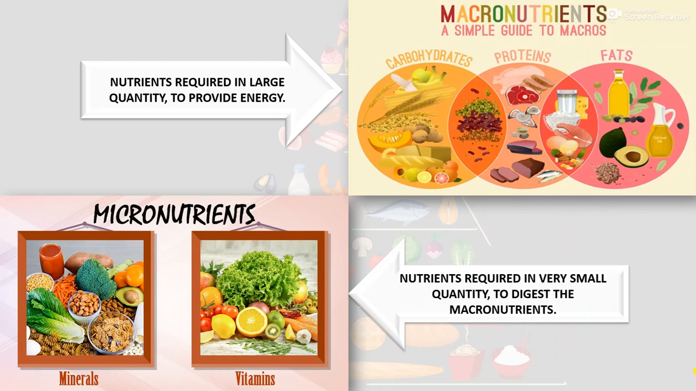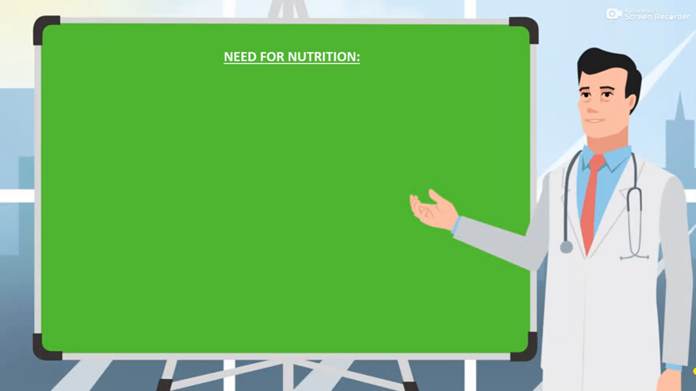From the two definitions, we can clearly say that both these nutrients play an integral part in the overall growth and development of our body, and we can also say that both these nutrients are related or dependent on each other. Now that we have spoken about nutrition and the two groups of nutrients, let us understand what exactly is the need for nutrition.